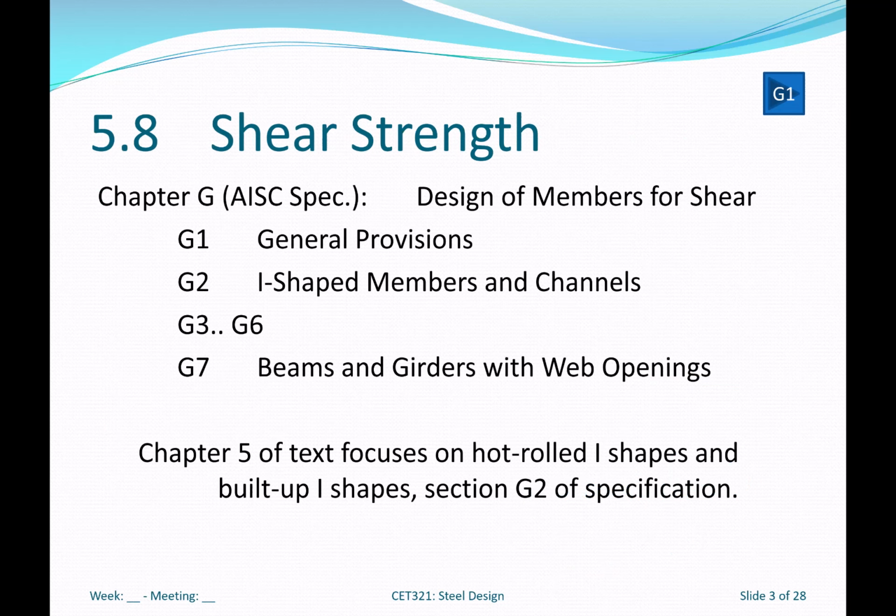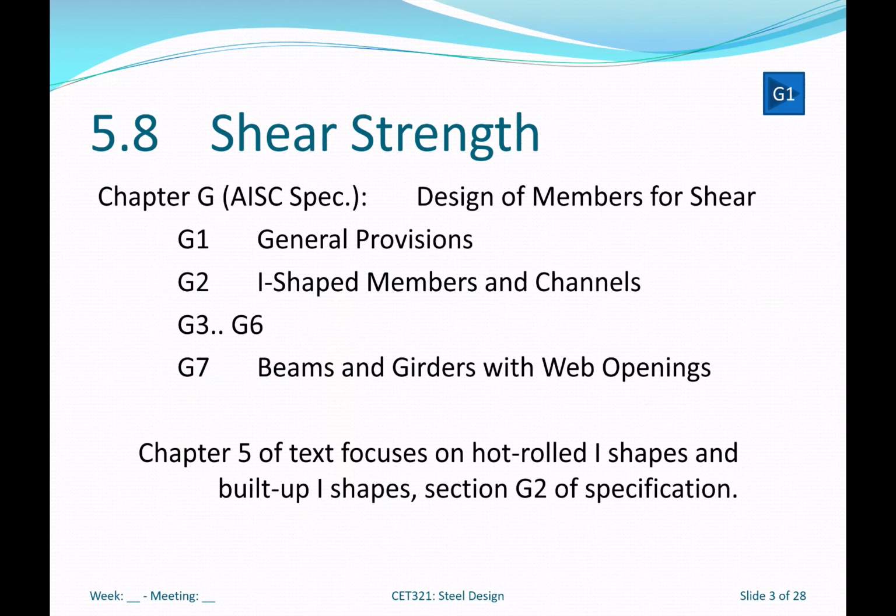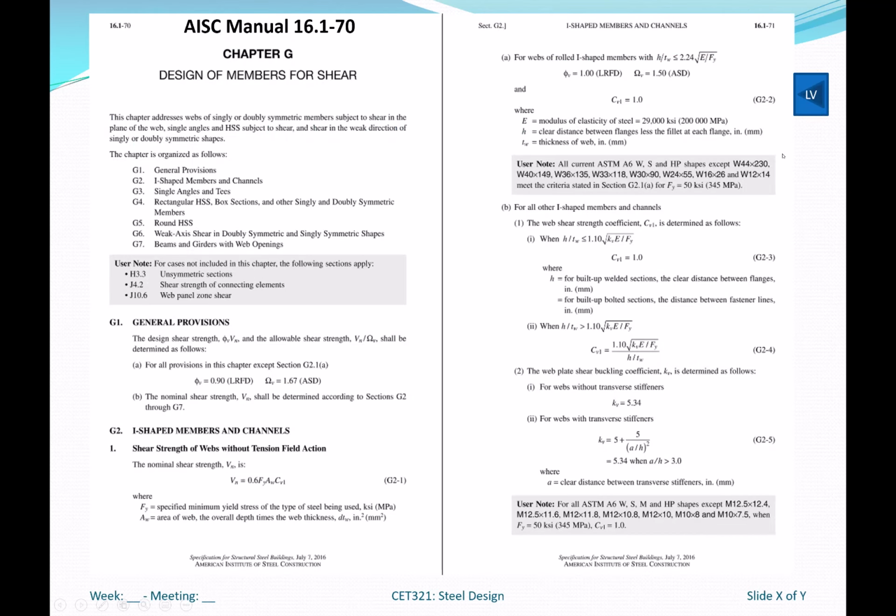Okay. So general provisions, chapter G1 of the AISC specification is really the part that we want, or the whole chapter there. G1 general provisions, and then G2 I-shaped members and channels. Okay, and then we'll come back later on in a different part of the lecture series and talk about beams with web openings. Okay, so G1 out of your steel manual looks like this.